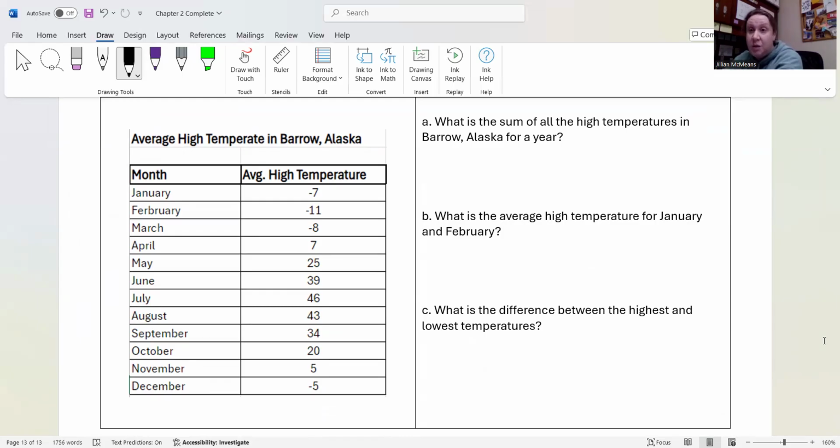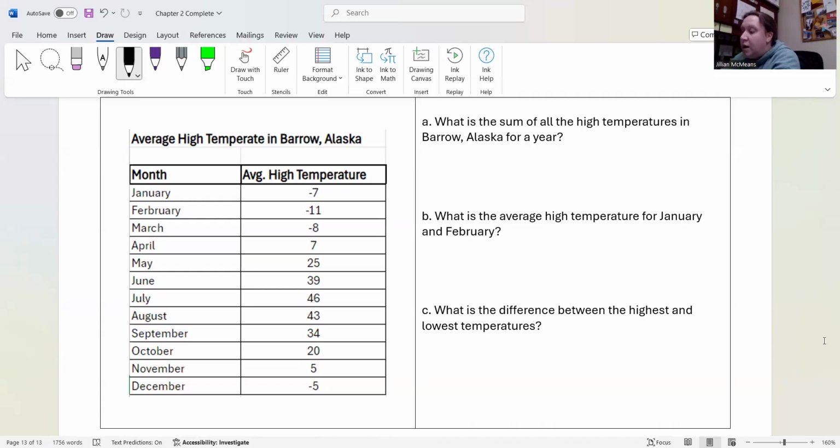Okay, so January, the high was a whopping -7. February was -11. March, -8. April, it finally starts to warm up. It's 7 degrees. May, 25. June, 39. July, 46. August, 43. September, 34. October 20, November 5, December -5. So that's kind of what this information is. That's the highest temperature for each month in Barrow, Alaska.